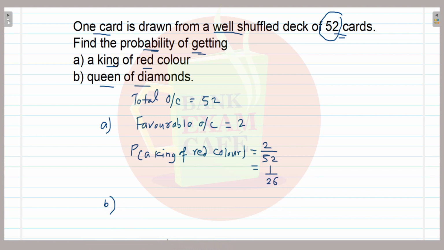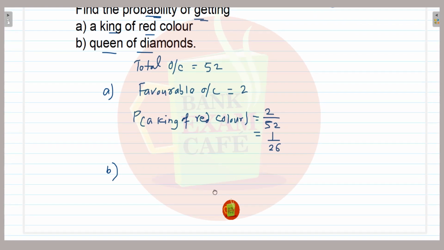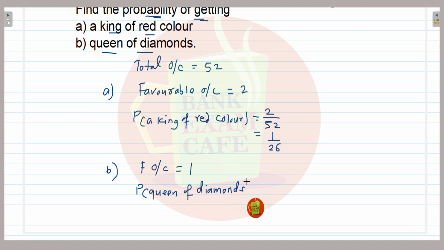Now see the B question, queen of diamonds. Here the favorable outcomes is equal to 1. So the probability of getting a queen of diamonds is equal to favorable outcomes, which is 1, divided by total outcomes, that is 52. So it will be 1 by 52.